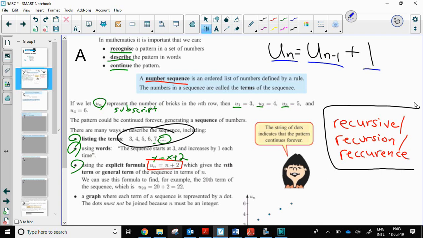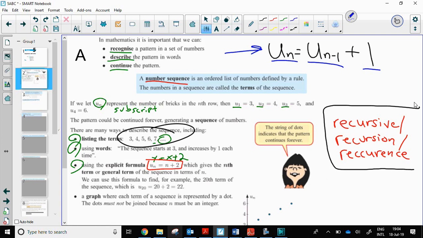So a recursion formula is often easier to come up with because you just look at the pattern and recognize, oh yeah, each one is 1 more than the one before it. But it's more difficult to figure out what a particular term is. I can't figure out what the 100th term of the sequence is here without knowing what the 99th term is first, whereas with an explicit formula, we just put 100 in for n and we're good to go. It's 102.